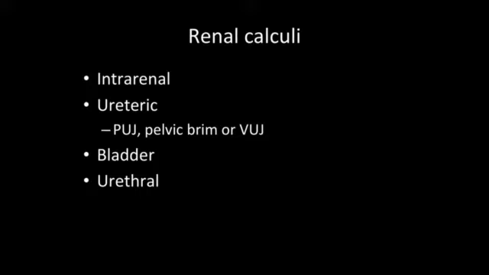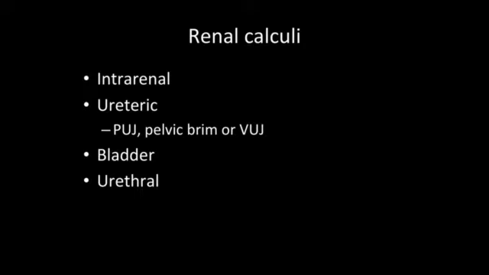You can get stones in the bladder which have come from the kidney or formed in the bladder. Certainly you can get stones forming in bladder diverticuli. And then occasionally we see a patient with a urethral stone. But usually once they've passed from kidney through ureter into bladder, they pass out the urethra without too much trouble.